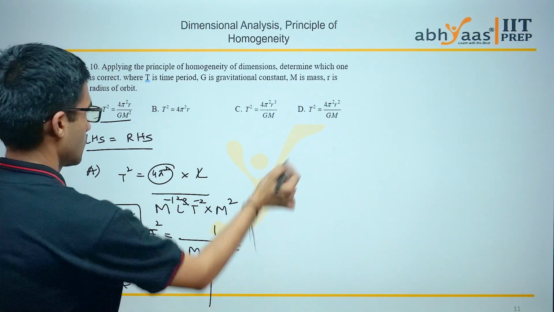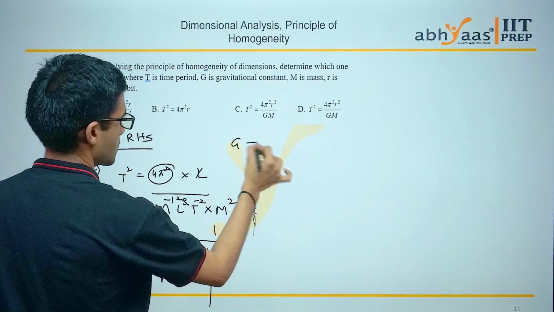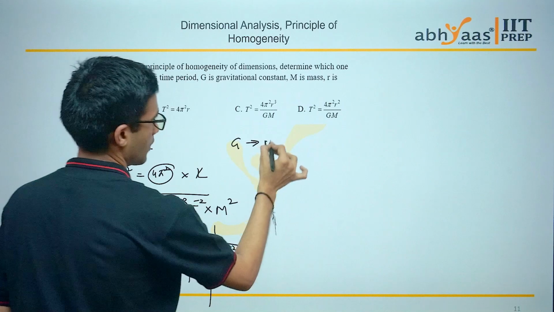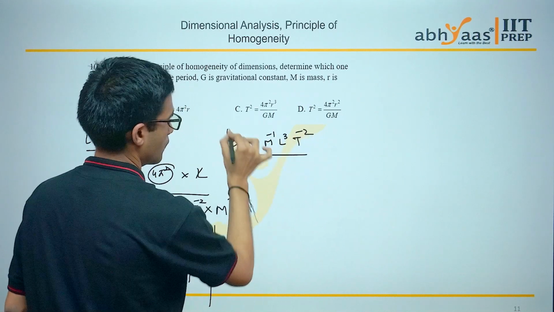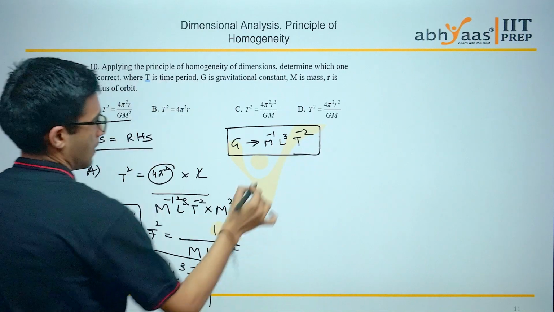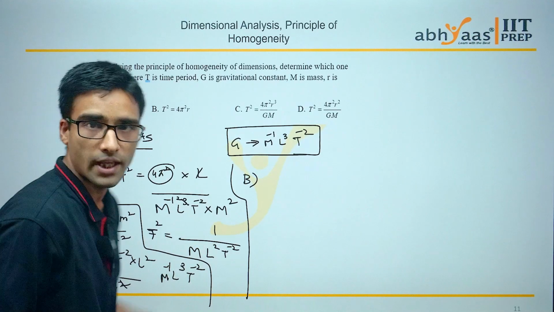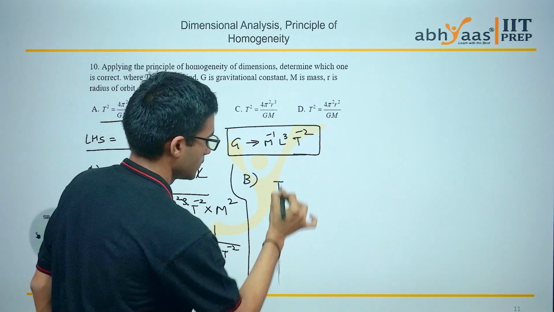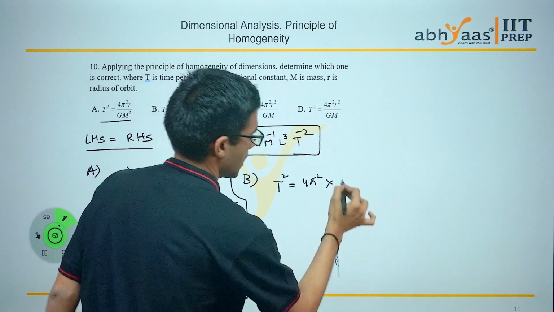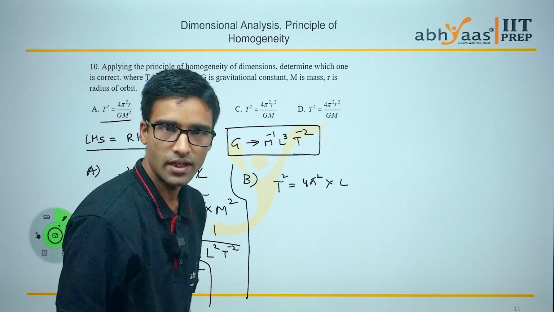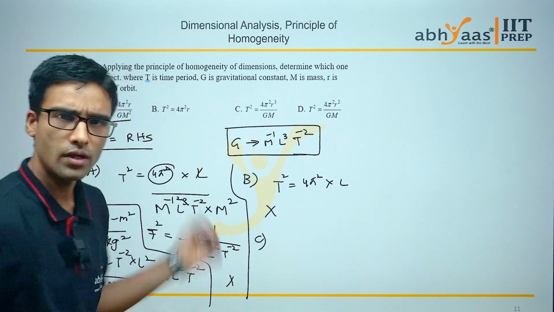So now for the other options' calculations, we will write G's dimension formula is m power minus 1 L cube t power minus 2. We will use this one for the other options also. So B option I'll check now. B option you can see time square. So here t square is equal to 4 pi square into radius, distance is L. So t square equal to L. Is it valid? No. Similarly C. This one also, A also not valid, B also not valid.